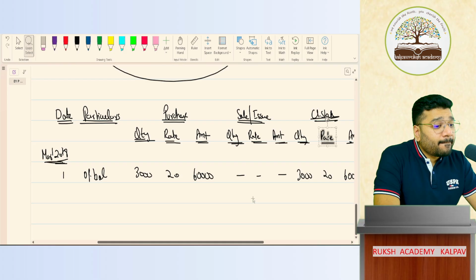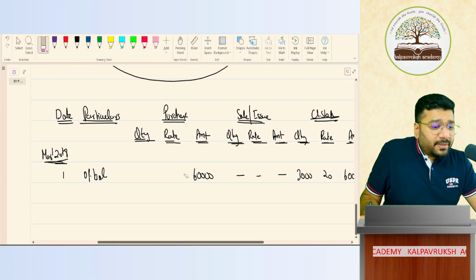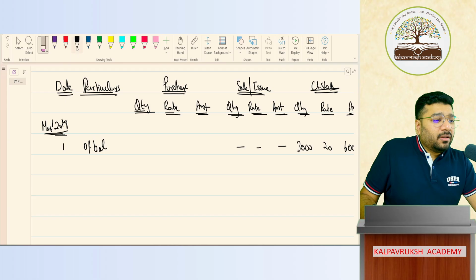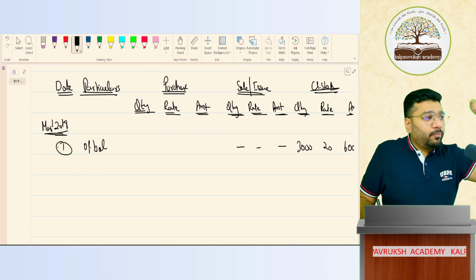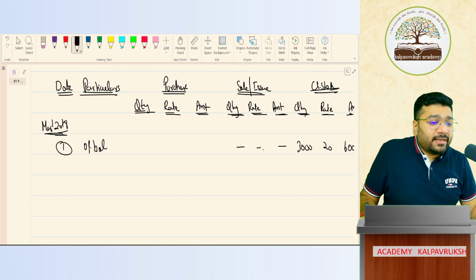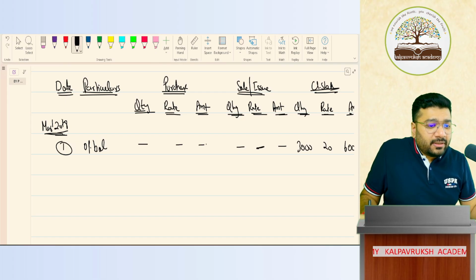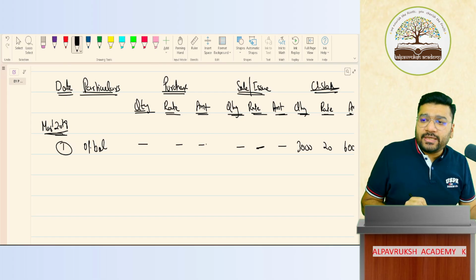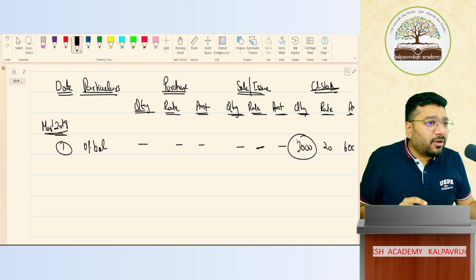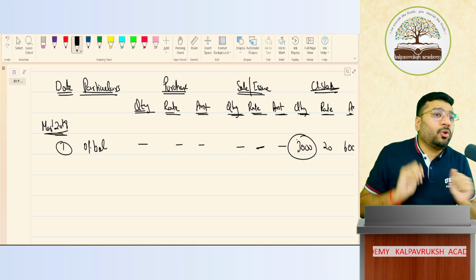Sorry, I'm so sorry. This will not come here. It won't come under purchase; it goes directly to the closing stock. That is, on the 1st morning it is opening, but when I come to the end of that 1st of March, it becomes closing. So directly you record it in the closing stock. It will not come in purchase, sale or issue. So I'm putting it in the closing column directly.